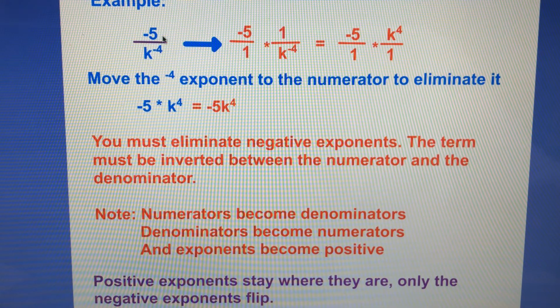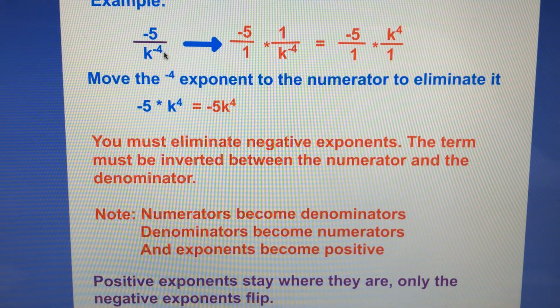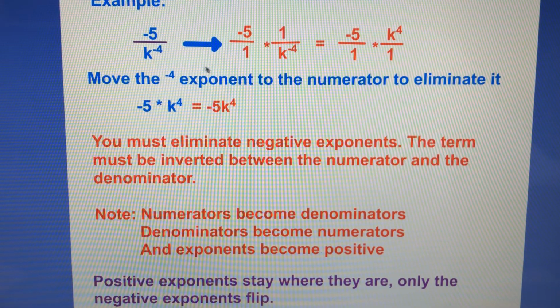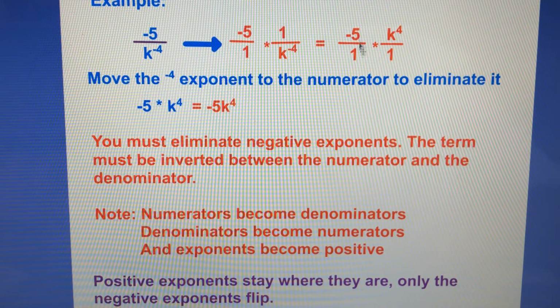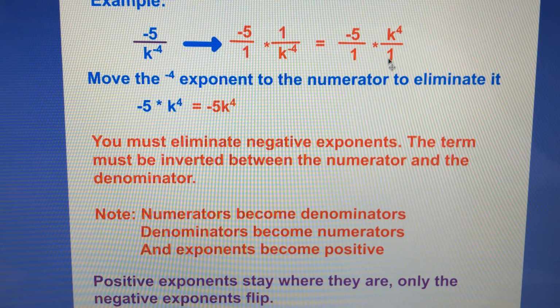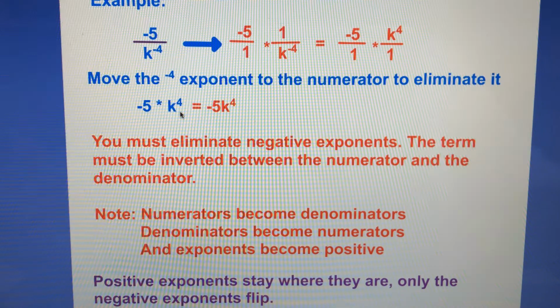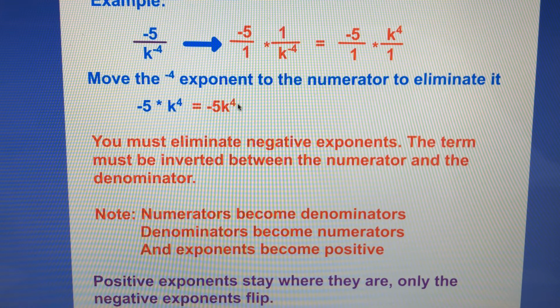In this case, I have a negative 5 in the numerator, k to the negative 4 in my denominator. The negative 5 in the numerator is fine. It can stay there. But the k to the negative 4 in the denominator, it cannot stay there. I'm spreading it apart. I'm doing expanded here. This is the same as negative 5 over 1 times 1 over k to the negative 4th. I can leave negative 5 over 1, but 1 over k to the negative 4th has to change to k to the positive 4 in the numerator. Now I can just multiply straight across, and I end up with negative 5 times k to the 4th, which is negative 5 k to the 4th power.